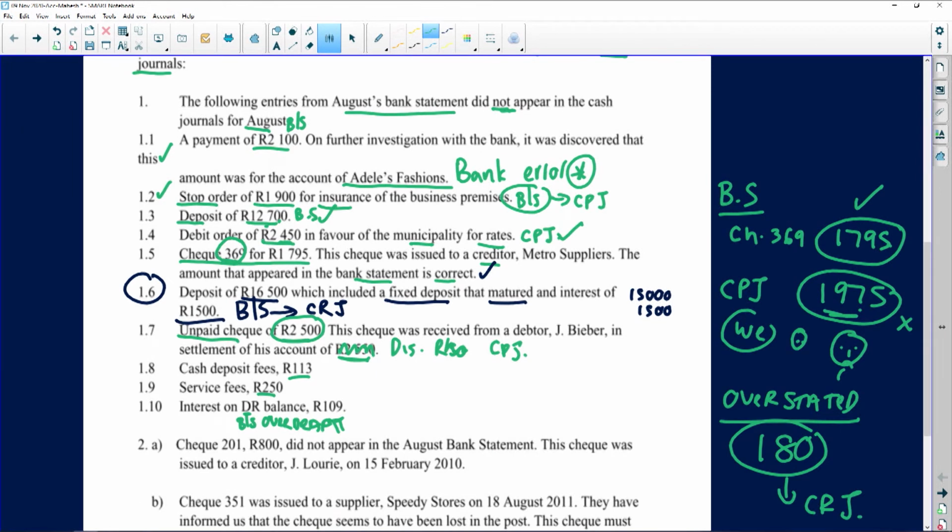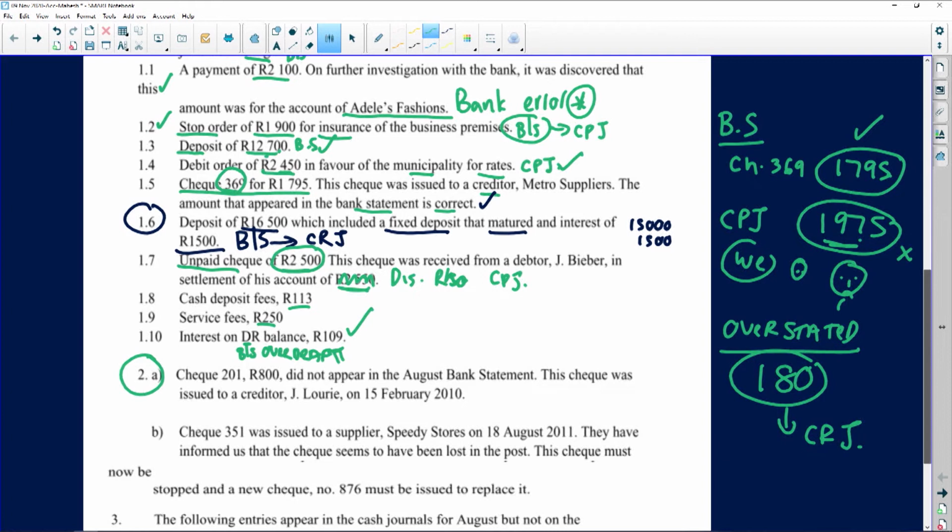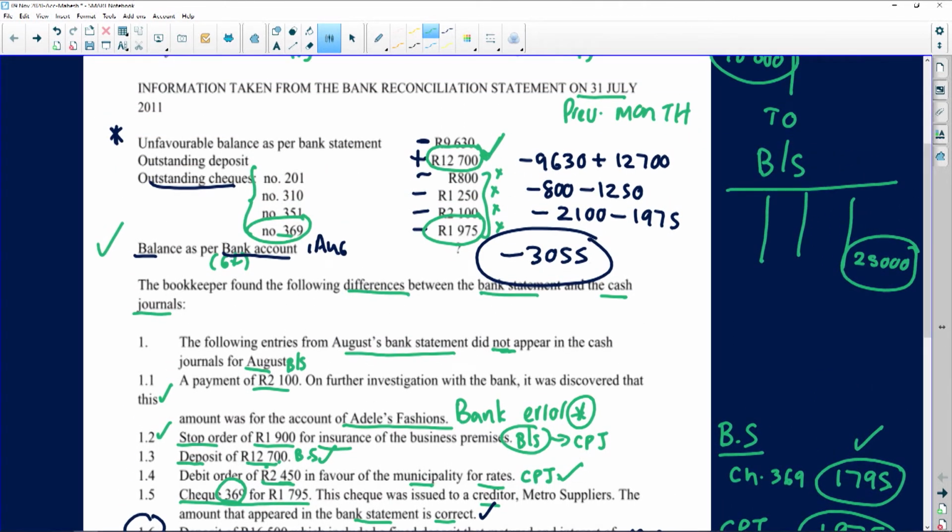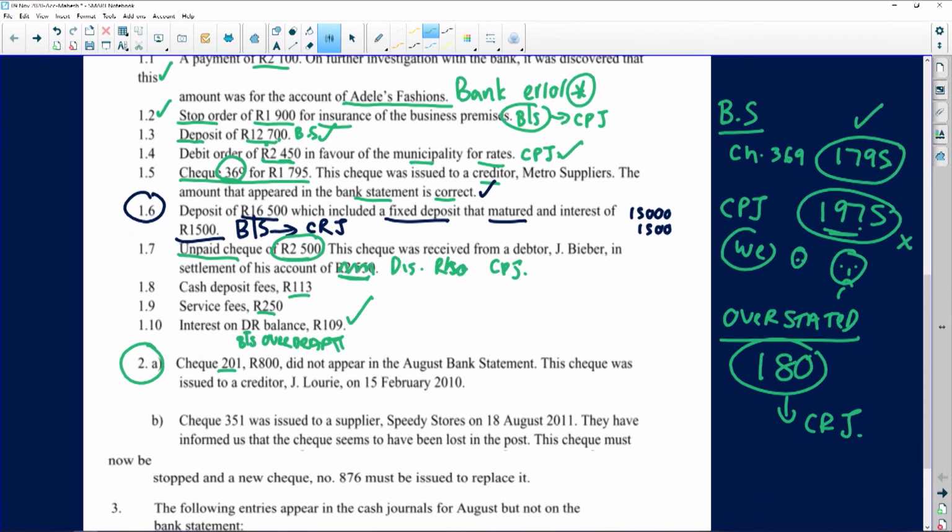Almost done, guys, with the journals. Now let's look at some of the differences picked up in terms of the previous month's bank reconciliation statement. So check number 201. Immediately I want to alert you guys: the previous month, check number 201 was outstanding for 800 Rand. Let's read on. Check number 201, 800 Rand, did not appear in the August bank statement. This check was issued to a creditor on the 15th of February 2010. I think that's a mistake. That should actually be 2011. Just a typo there, guys. Let's just fix that. 2011.